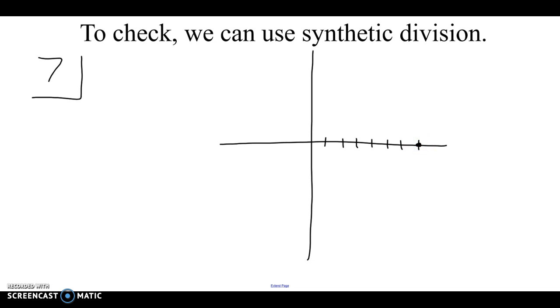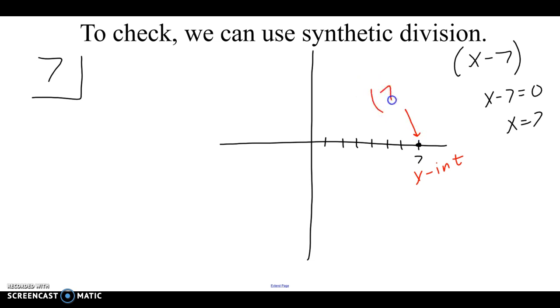So let's say I have the binomial x minus 7. What is that zero? In other words, if you set it equal to 0, what do we get? Positive 7, right? What we're going to find out is that is the x-intercept of a graph. In other words, what is the y value when we're on the x-axis? How would I write this as a point? Over 7, up 0. That's how it gets its name. It's because the y value is 0 when we're on the x-axis.